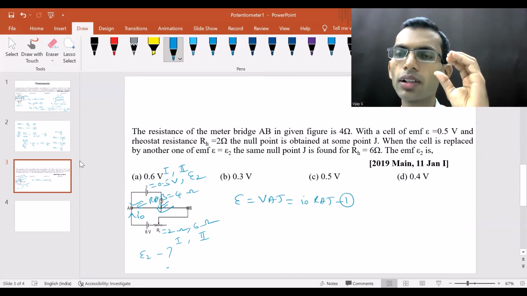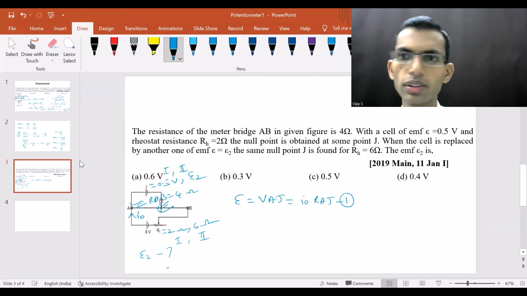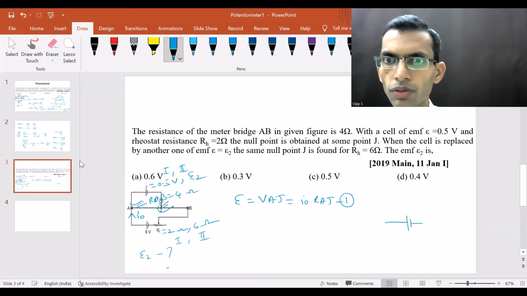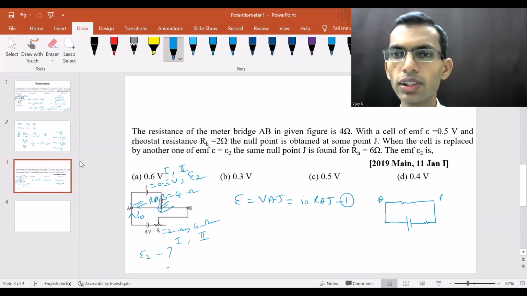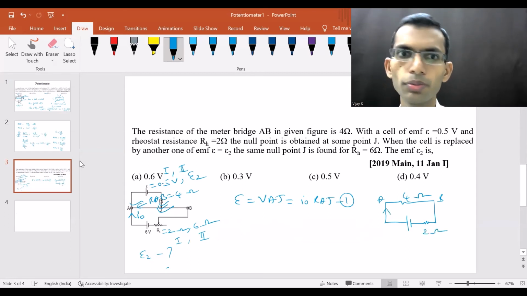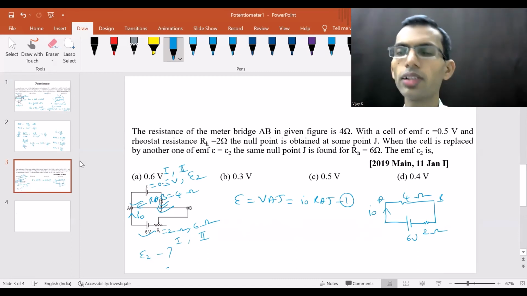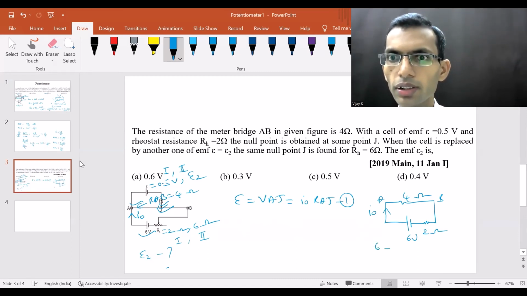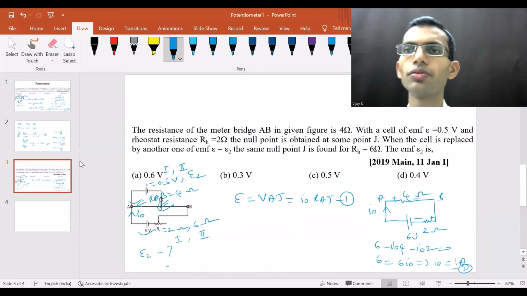In order to obtain the main circuit current I0, we need to apply KVL to the main circuit. In the main circuit, you can see the battery, wire AB, and rheostat are connected in series. What is the resistance of wire AB? That is 4 ohm. For the first case, the rheostat resistance is 2 ohm, and the battery voltage is 6 volts. Applying KVL: 6 minus I0 into 4 minus I0 into 2 is equal to 0. So 6 is equal to (4 plus 2) I0, so I0 is equal to 1 ampere. Let me take it as equation 2.